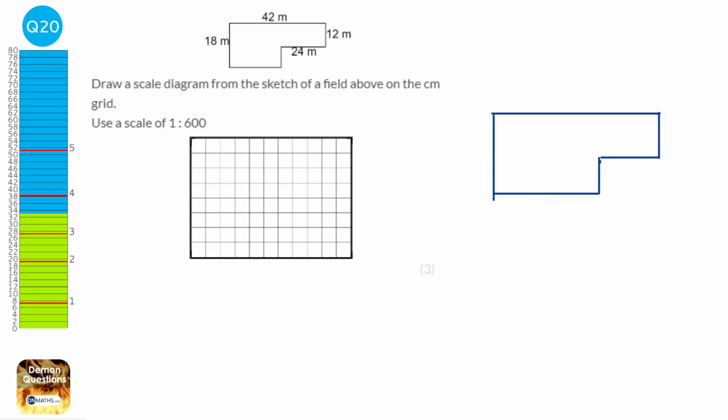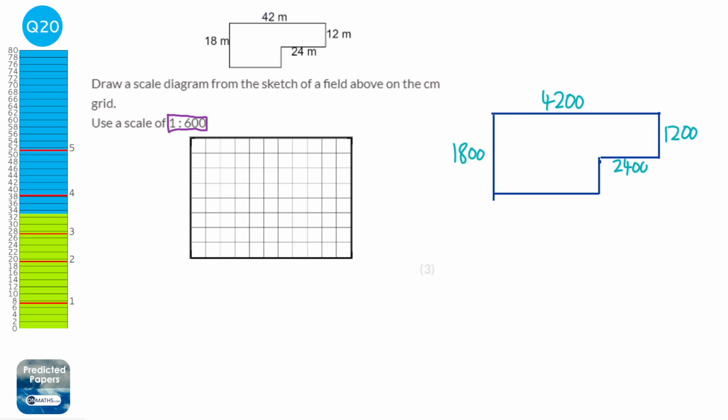Okay, the first thing I'm going to do on the diagram is convert all of these lengths to centimetres. So we've got 4,200, 1,200, 2,400 and 1,800. And next I'm going to convert them into what the scale says they're going to be in our diagram. So a scale of 1 to 600 means 600 in real life, and this diagram is showing the real life situation, is 1 on our diagram.